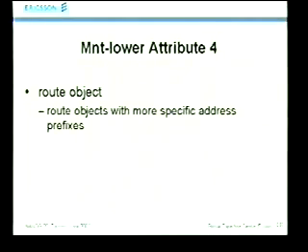And in route objects, this gets complicated, but there is an example coming. mnt-lower controls the creation of route objects with more specific address prefixes. The what? You say, I'll show you what I mean later. But mnt-lower controls the creation of route objects with more specific address prefixes. In other words, you can have a route object and you can control who creates more specific route objects underneath your route object.